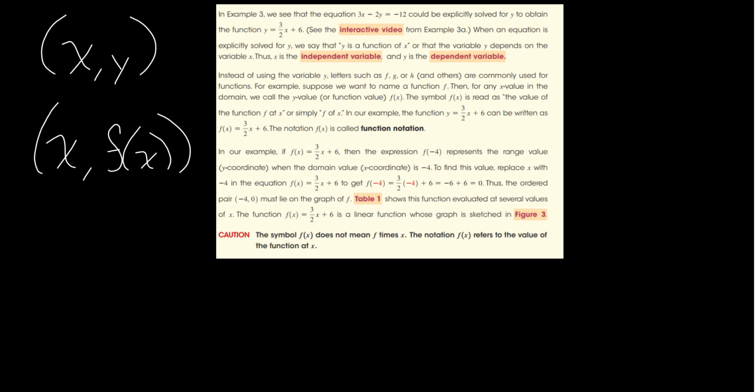Let me explain that real quick. If I have f of x is equal to 3x plus 4, well, let's say I plug in a 1 for x. If I plug in a 1 for the x, let's try this again.